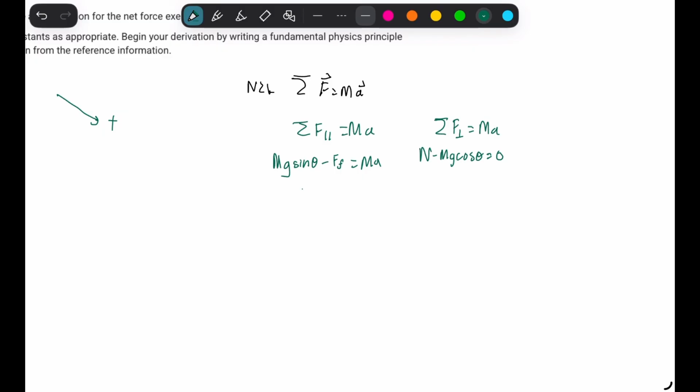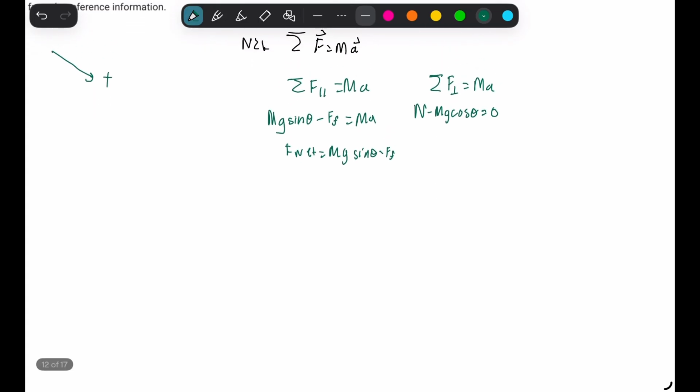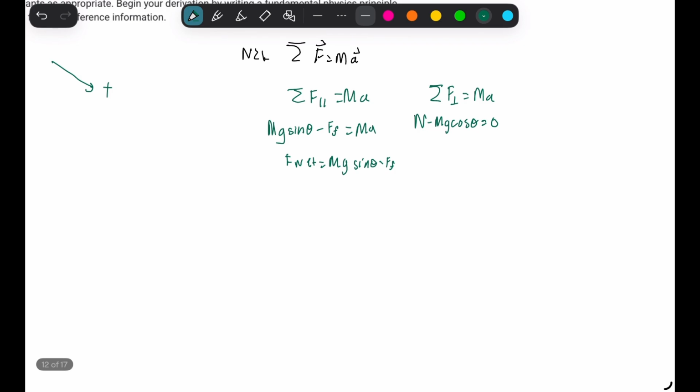Our two equations, F net here is going to be mg sine theta minus ff. And for our second Newton's law, we're going to get mg sine theta minus ff is equal to ma.